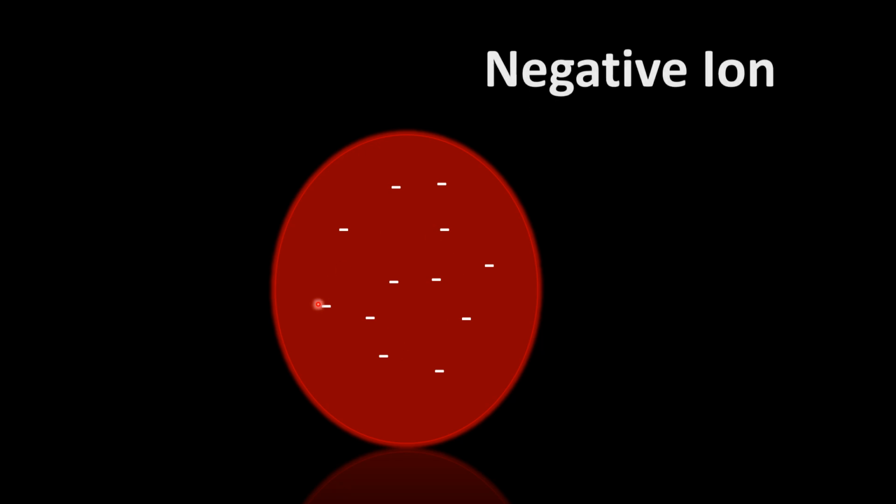Now look at this object. This object has a net positive charge, so such an object is called a positive ion. Okay, now look at this object. It has a net negative charge, so this object is called a negative ion.